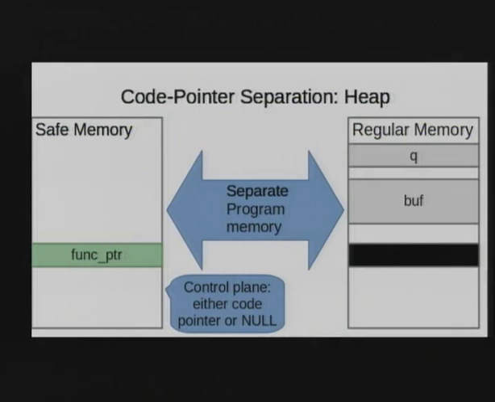On the control plane side, any value is either a code pointer or null. And we enforce that any code pointer can only read and write from the safe memory area. So the only thing we can read are other code pointers or null. And thereby we restrict the set of values that can be written in the safe memory to the code pointers only.